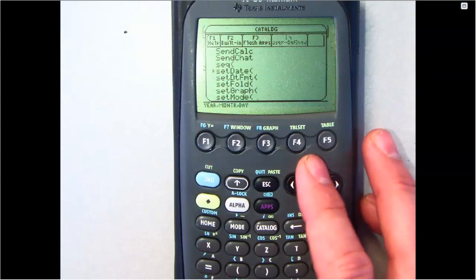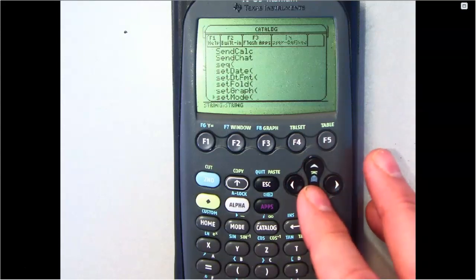Like send calc, send chat, send data. No, I don't know.